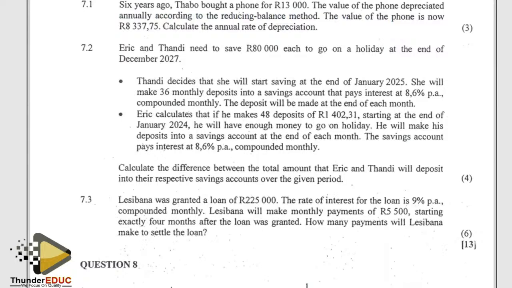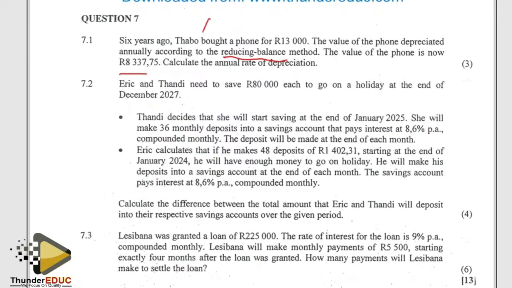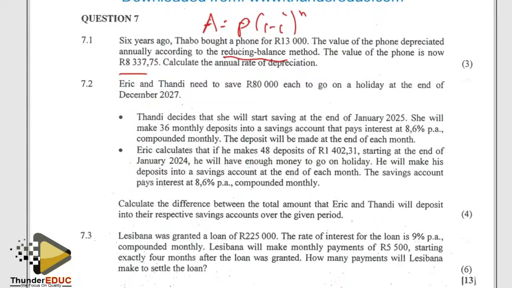Then question 7 is telling us that 6 years ago, Tabo bought a phone at 13,000. The value of the phone depreciated annually according to the reducing balance. This is the keyword. The value of the phone is now this much. Calculate the annual depreciation rate. So reducing balance is 1 minus i to the exponent of n. Let's do the substitution. This is question 7.1.